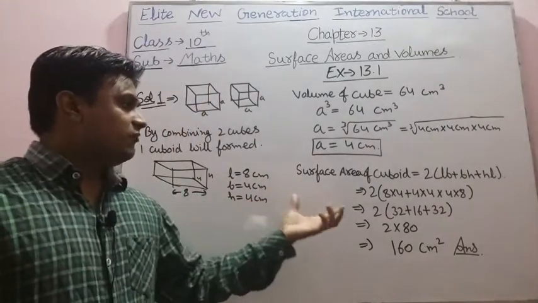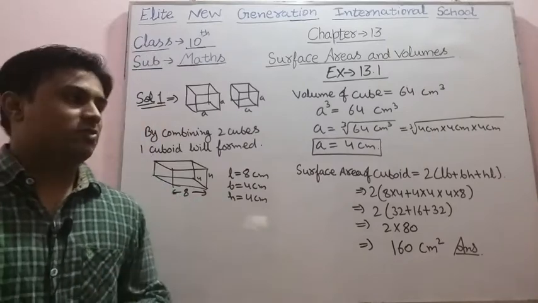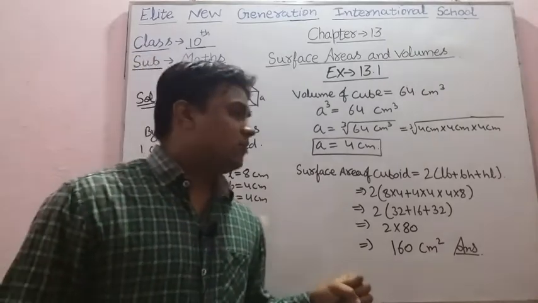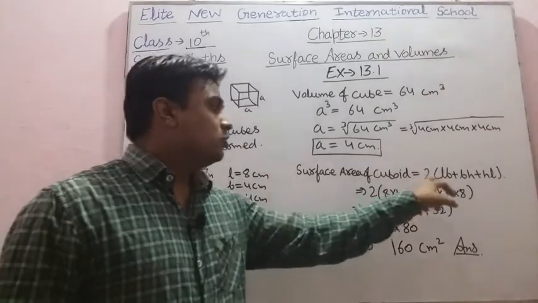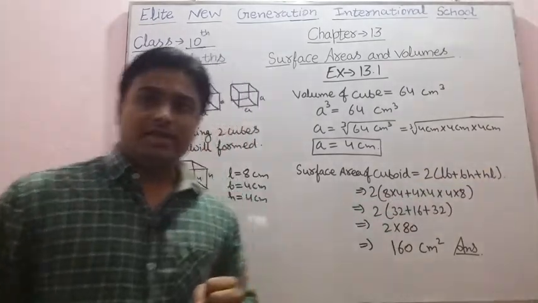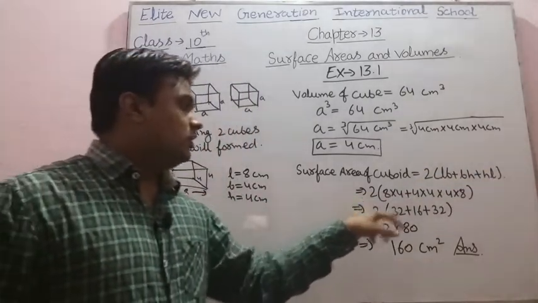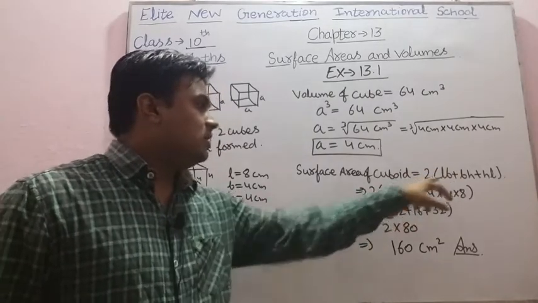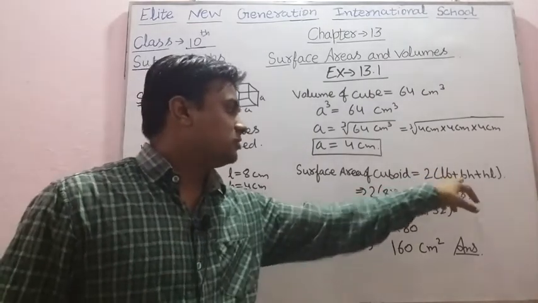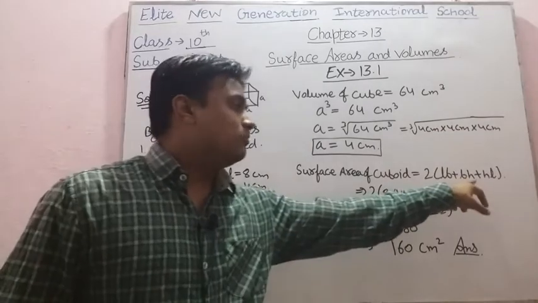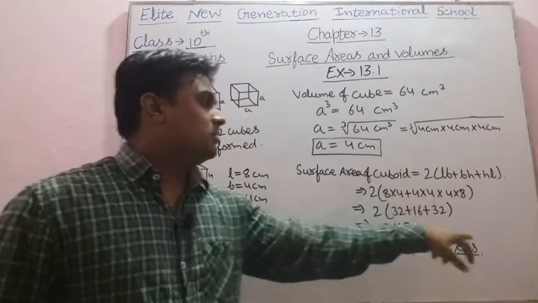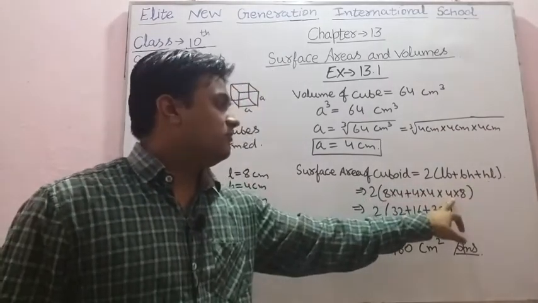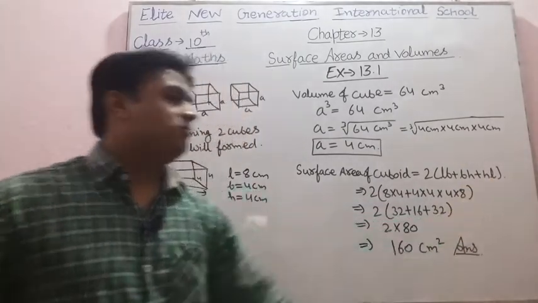So here surface area of cuboid means total surface area. So total surface area of cuboid is given by the formula 2 into (LB + BH + HL). Now putting the values: 2 into, in place of length we can write 8, breadth we can write 4, plus in place of breadth we can write 4, in place of height we can write 4. Similarly in place of H we can write 4, and in place of length we can write 8.